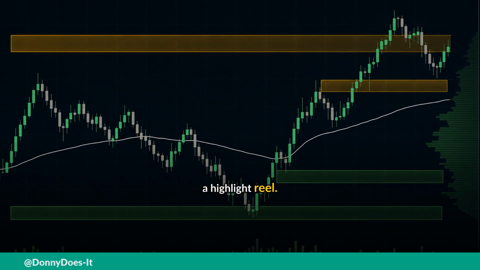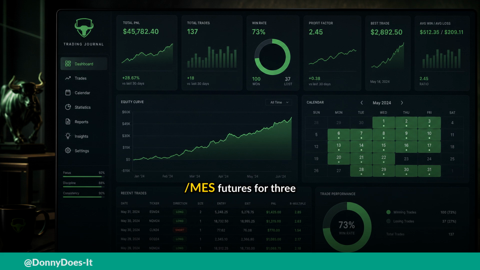I have been trading MES futures for 3 years. I blew up 2 accounts in my first year. Now I run a consistent system using just VWAP and smart money concepts. Last quarter, I hit 73% win rate on this specific setup.